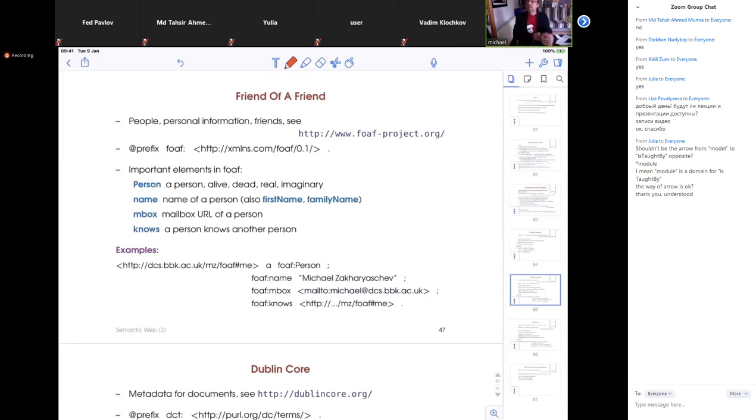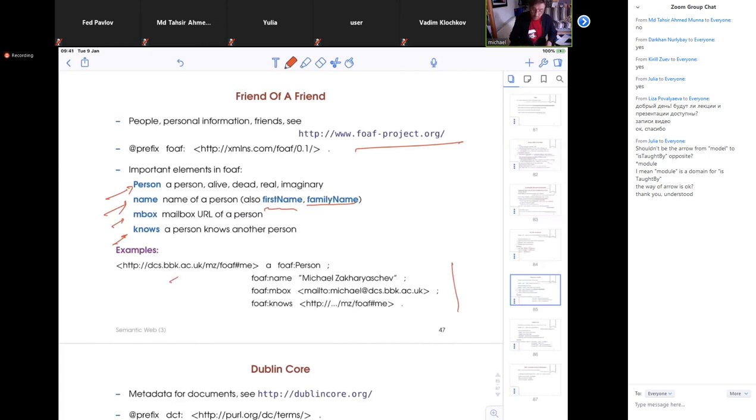We have already seen Friend of a Friend. This is the URI of the FOAF project, and there it's basically about people, about persons. Person is a class of all people, alive, dead, real, imaginary. So Sherlock Holmes is there as well, probably. Name is a name. You can distinguish between first name and family name. So these are also classes. Mbox is a mailbox, and knows, well, clear what it means.